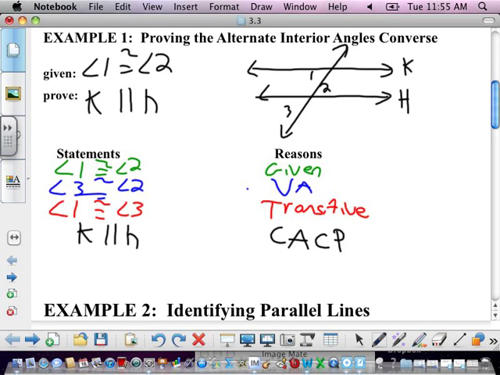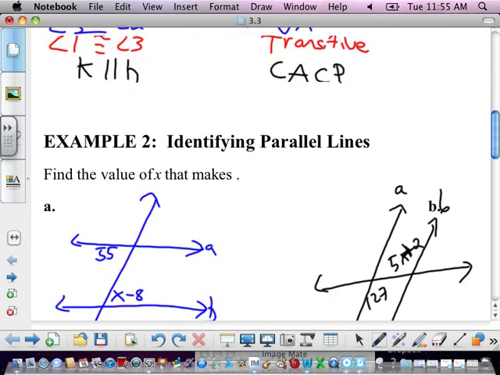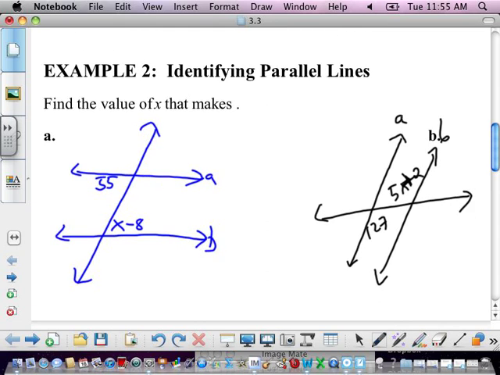Okay. Let's look at one of these first problems. What must x be to prove that A and B are parallel to each other? We must set them equal to each other. And by setting them equal to each other, what is that? When I set them equal to each other, because what are these? Alternate interior angles. They're in between the two lines. Add 8 to both sides, and x equals 63.